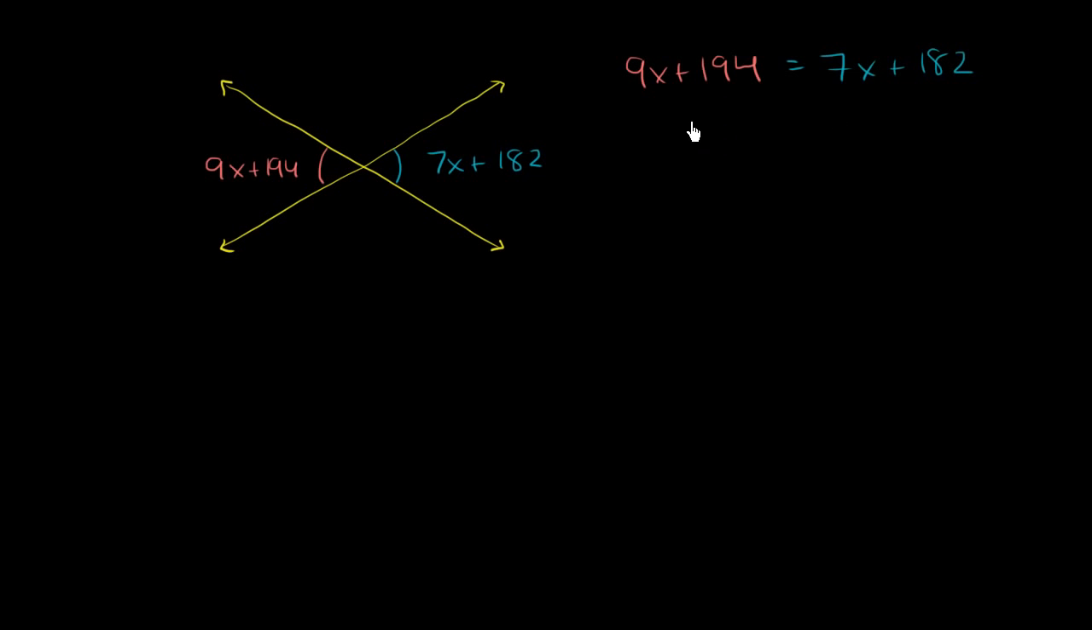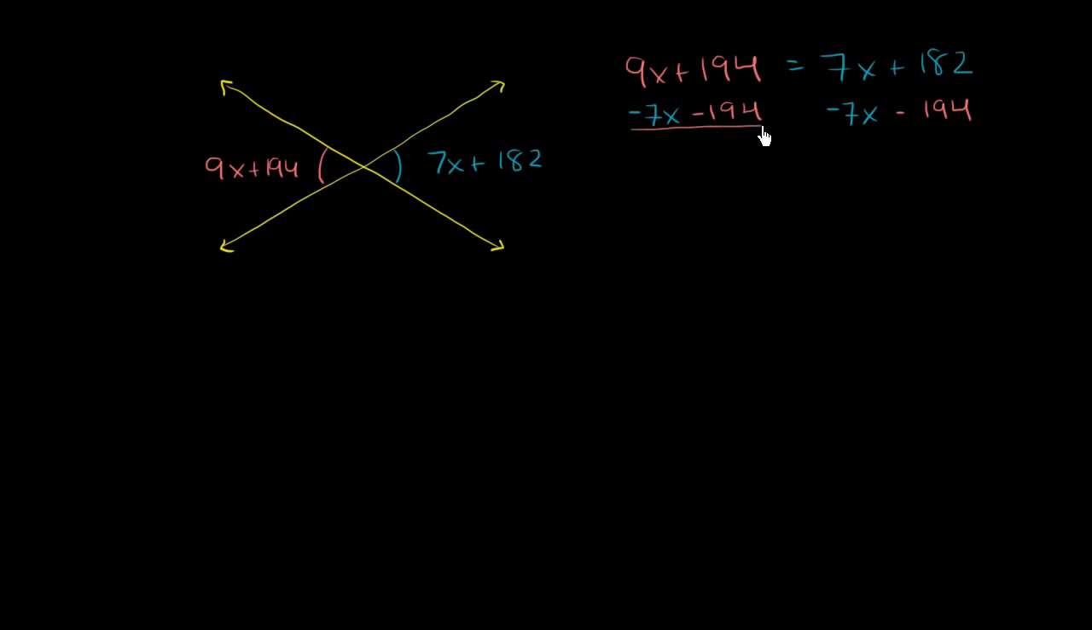So if we want all the x terms on the left-hand side, we could subtract 7x from here. We got to do it to both sides, of course, in order to maintain the equality. And then we could put all of our constant terms on the right-hand side. So we can subtract 194 from the left. We have to subtract 194 from the right in order to maintain the equality.